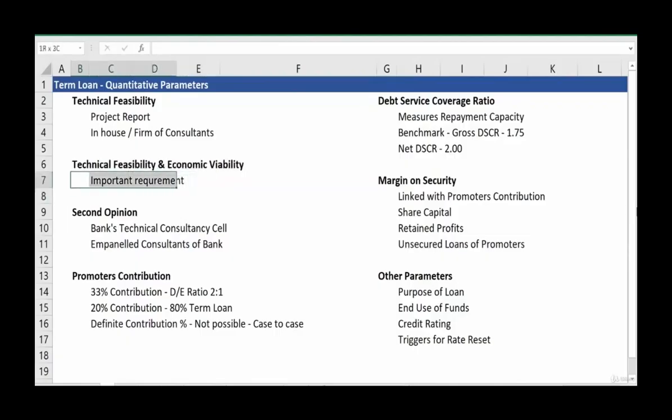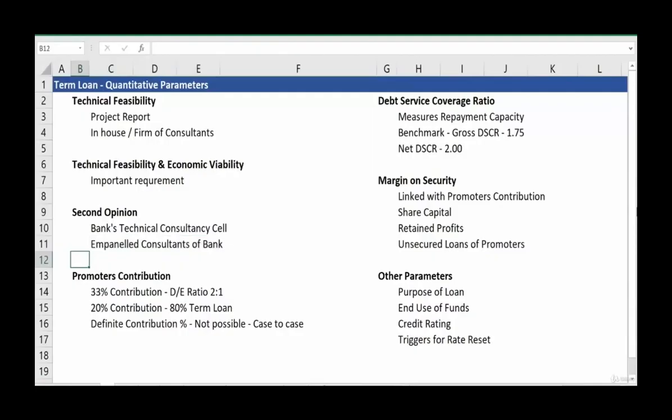So credit officer should satisfy himself that the projects for which the term loan they are proposing are technically, economically and commercially viable, and wherever required they can take a second opinion from bank's technical consultancy cell or from empaneled consultants of bank. This is the first aspect.